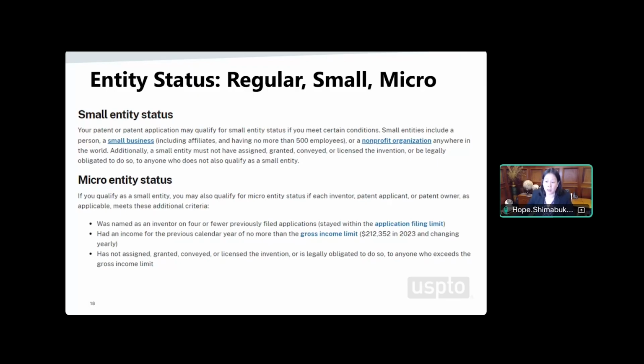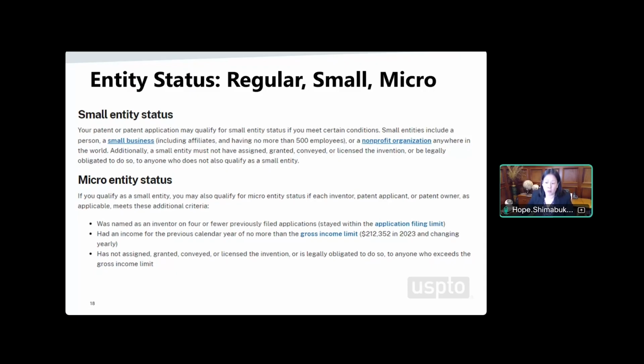And so as you can tell, if you have applied for 5 or more patents, you may no longer qualify for micro entity status. As a reminder, the dollar limit does change as it is based on a certain percent of median income. So please keep that in mind as you are looking at your micro entity status, and check USPTO.gov for an accurate dollar limit.